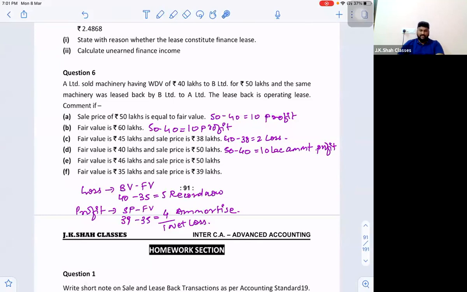The loss of rupees 5 lakhs. That is the difference of WDV and fair value. Record immediately in books.